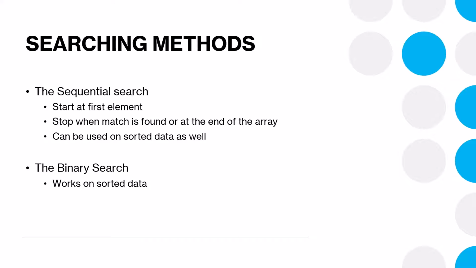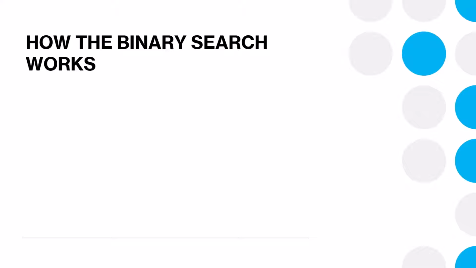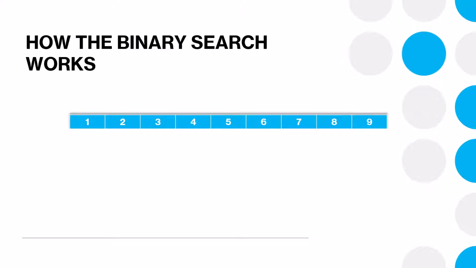Talking about the binary search, this works on sorted data. It is vastly superior compared to sequential search. Why? Because it uses a divide and conquer approach. So let's look at how the binary search works. If we have an array, for example something like this, and we're looking for the element that has the value 4, using binary search we first figure out the middle.